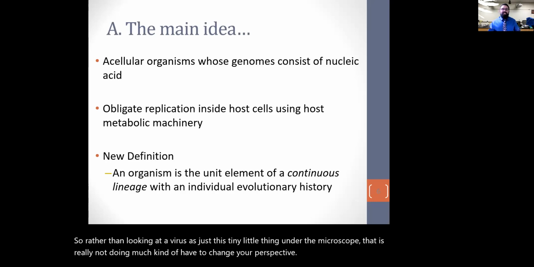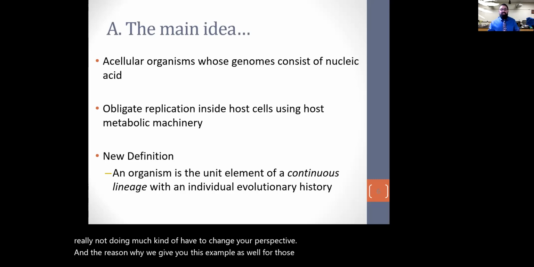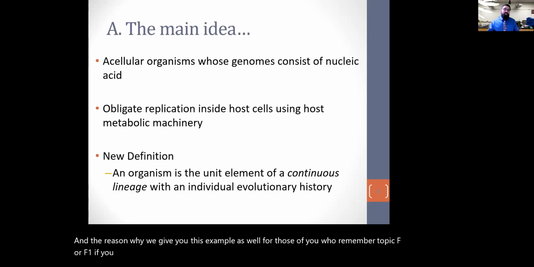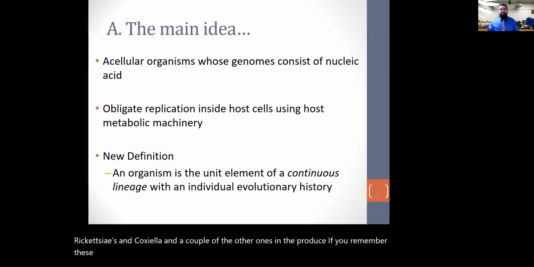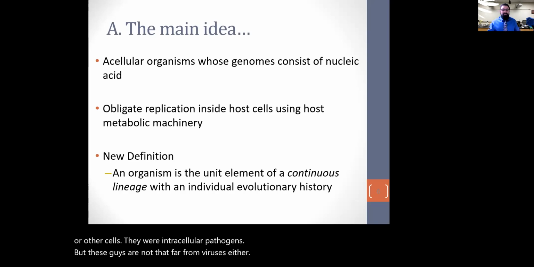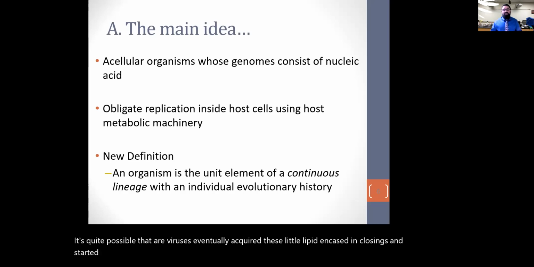The reason why we give you this example is, for those of you who remember topic F, or F1, if you will, when we talked about our alpha proteobacteria, things like rickettsias and coxiellas and a couple of the other ones in the proteobacteria, these were really, really tiny bacteria. And those tiny bacteria were able to infect other bacteria or other cells. They were intracellular pathogens. Well, these guys are not that far from viruses either. It's quite possible that viruses eventually acquired these little lipid enclosings and started taking over, right? We'll get to what lipid encasings are, things like that. So we'll get to some of those, all right?